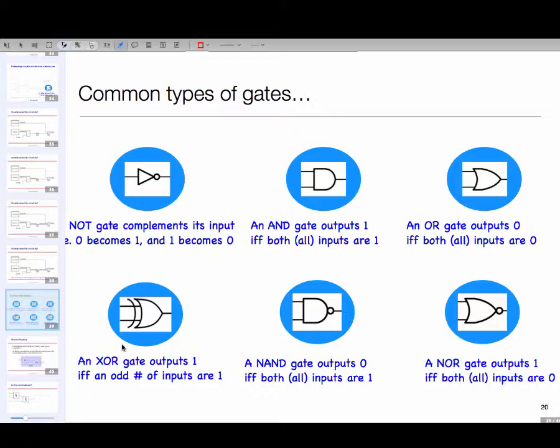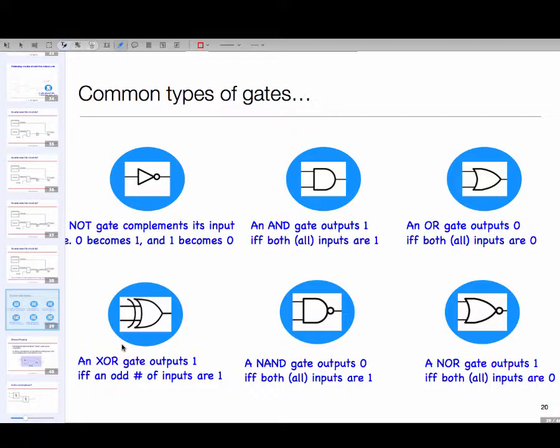So an OR gate will output high if inputs are 0, 1, or 1, 0, or 1, 1. And it will output 0 if input is 0, 0. Whereas an XOR gate is going to output a high when inputs are 0, 1, or 1, 0, but it's going to output a low if input is 0, 0, or 1, 1. When generalized to more than 2 inputs, it basically says an odd number of inputs are 1. So if I had a 3-input XOR gate, then if 1 input or all 3 inputs are high, the output will be high.